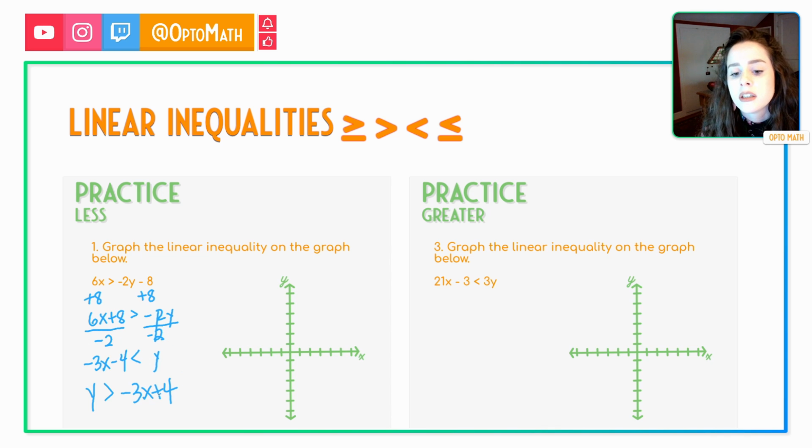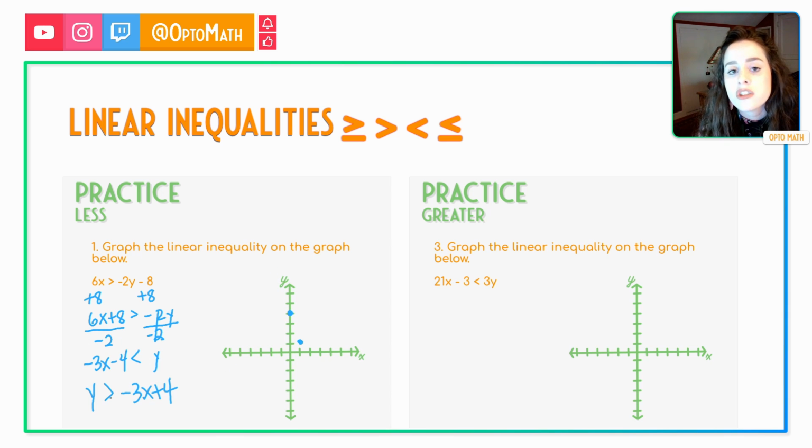Now let's graph it. This is a slope-intercept form, but just with an inequality. So let's plot our y-intercept first. 1, 2, 3, 4. Then we will use our slope of negative 3 to find another point, and then we'll go from there. So negative 3 would be down 3, right 1. You could go up 3, left 1, but that's kind of off the graph. So let's just stick with these 2 points.